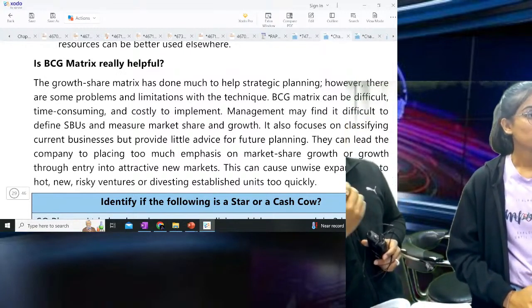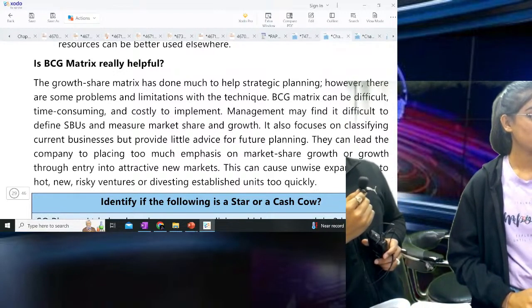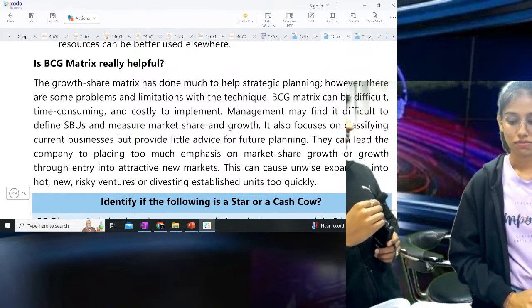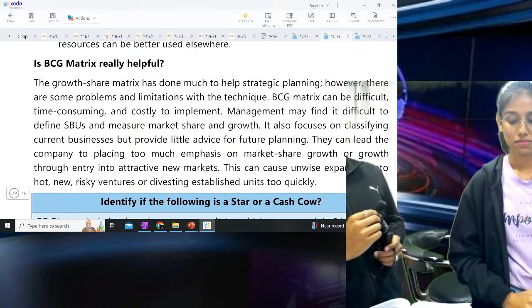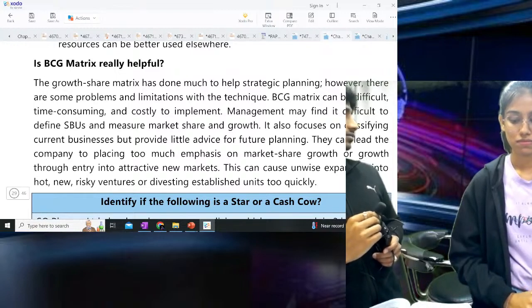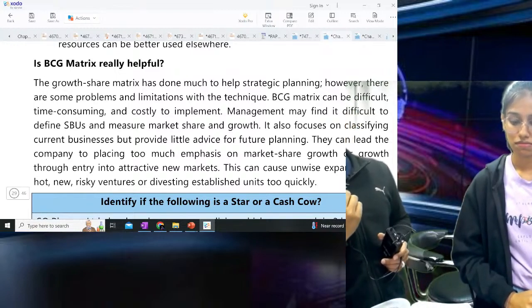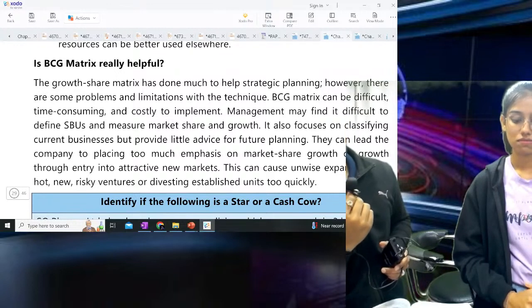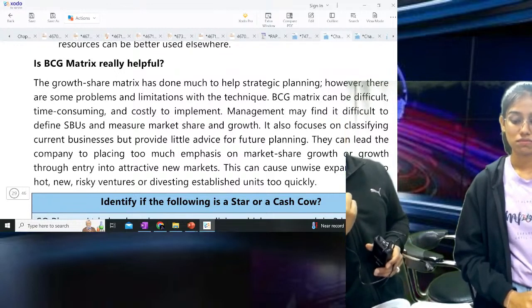Apple is a good company in the future. Pepsodent might become good. Netflix is good in the future. It only focuses on today. Plus it always focuses on market share, which is not a true indicator. They can lead the company to placing too much emphasis on market share.